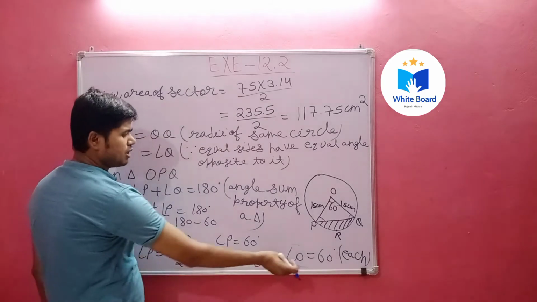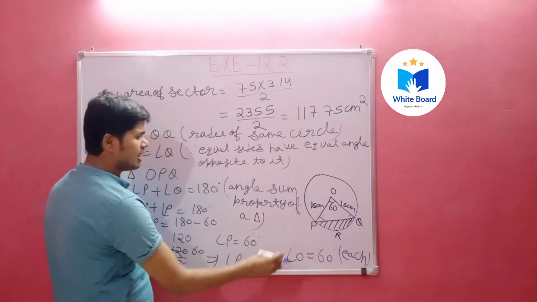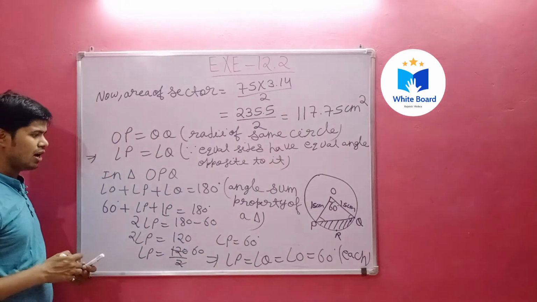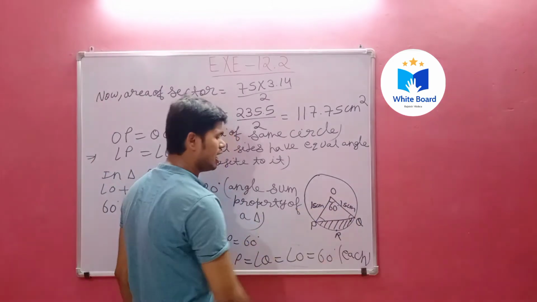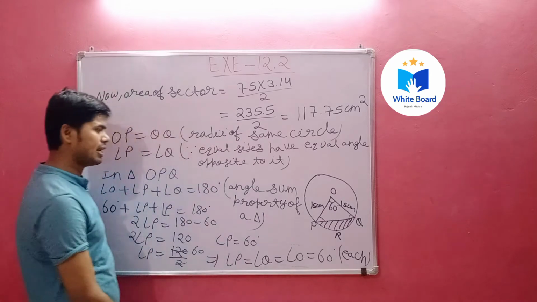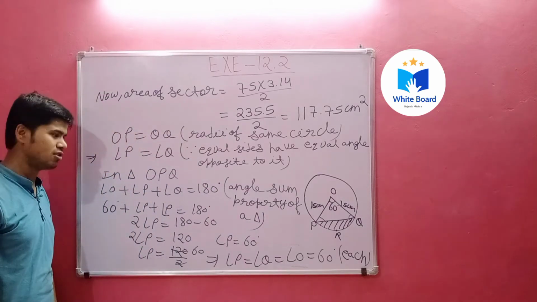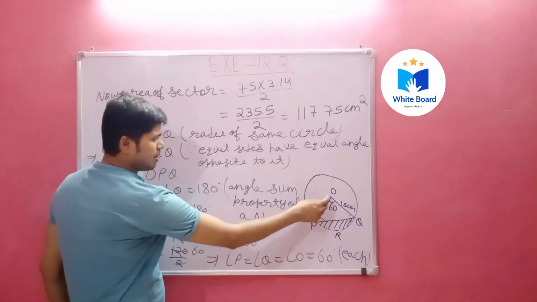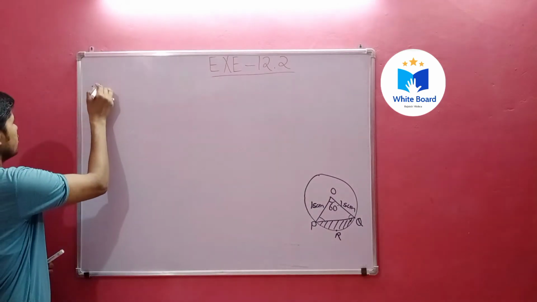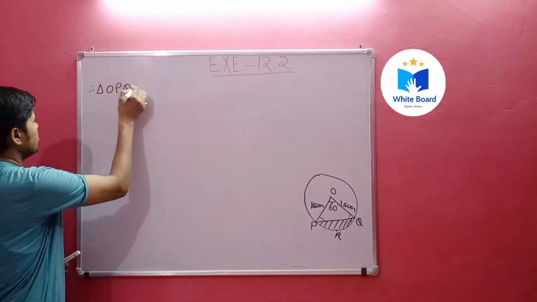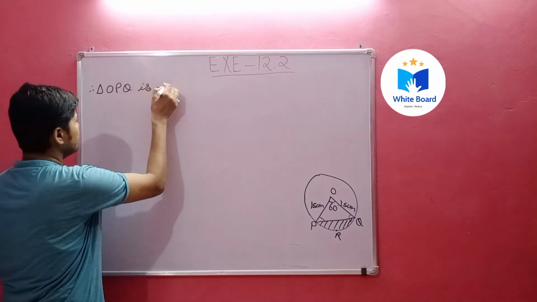And if each angle of the triangle is 60 degree, it means the triangle is equilateral. Now we get an equilateral triangle and we find the area of this triangle with the help of the formula of area of an equilateral triangle, root 3 by 4 side square. So the side we have is 15 centimeter and we will calculate it. Therefore triangle OPQ is an equilateral triangle.